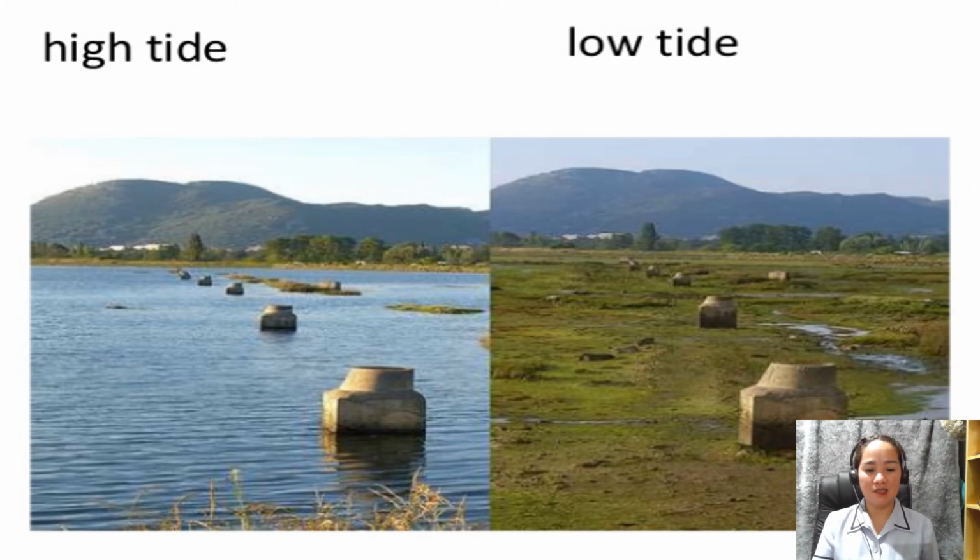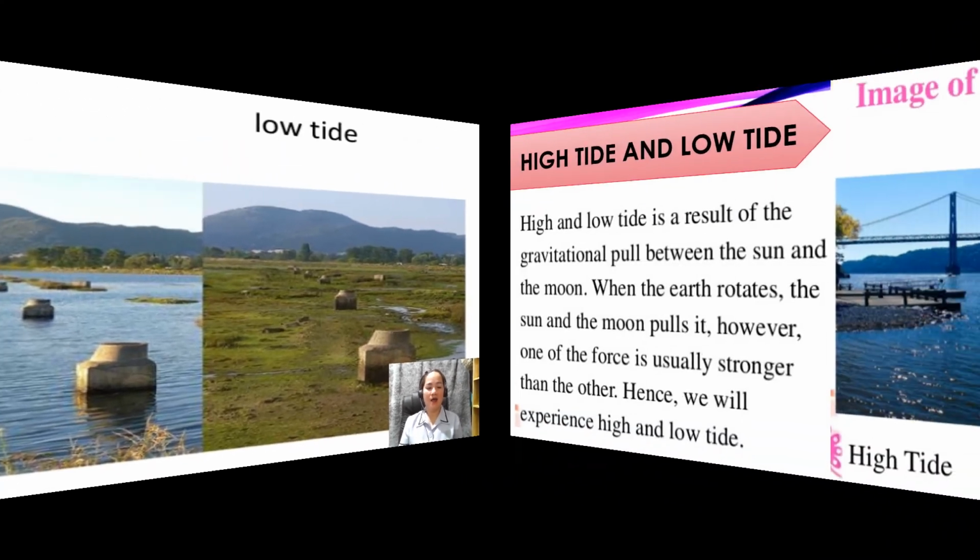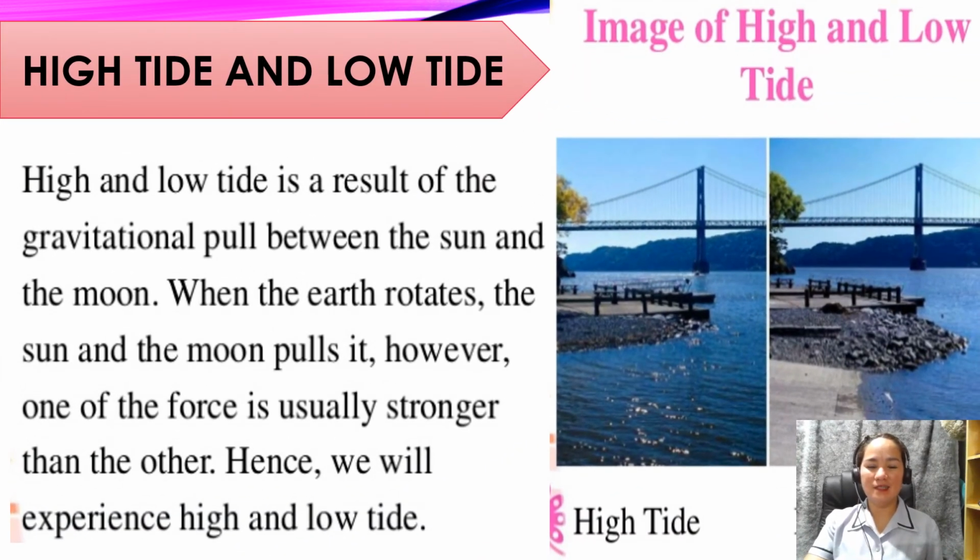So have you experienced going to the ocean with a low tide and a high tide? What do you mean by this? High tide and low tide. So what is high tide and low tide? High and low tide is a result of the gravitational pull between the sun and the moon. When the earth rotates, the sun and the moon pull it. However, one of the forces is usually stronger than the other. So the sun and the moon are pulling, no? Hence, we will experience high and low tide.